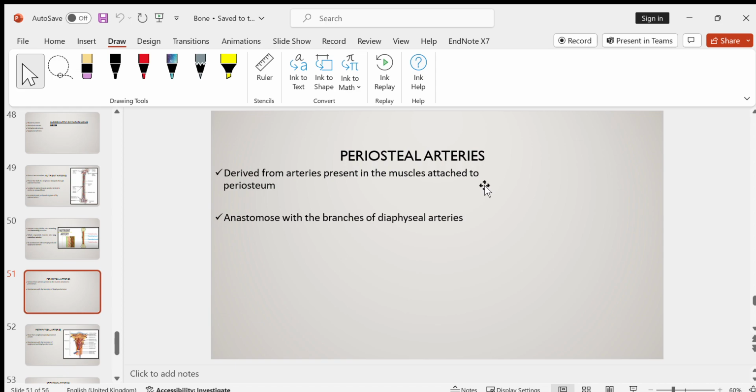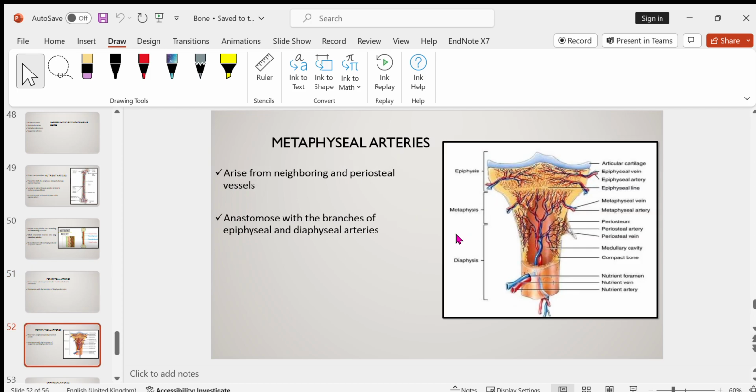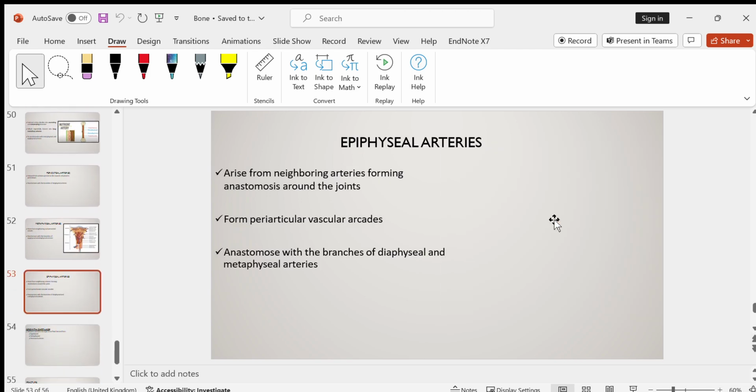Next are the periosteal arteries. These are the arteries which are present in the muscles that are attached to the periosteum, and they anastomose with branches of the diaphyseal arteries. The metaphyseal arteries arise from neighboring and periosteal arteries, and they anastomose with branches of the epiphyseal and diaphyseal arteries.